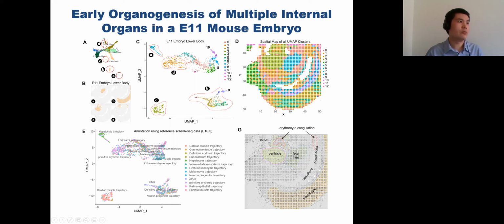So we just look at this single tissue, which is an E11 mouse. We just covered the lower part of the body instead of the brain. So we do a simple clustering of the tissue based on the sequence data. You can see very distinct clusters here, and we found those clusters to be either liver or heart.